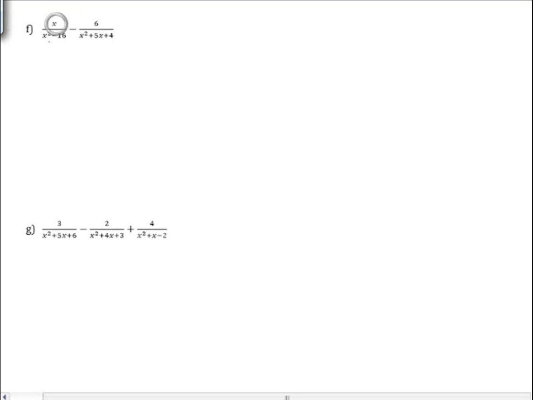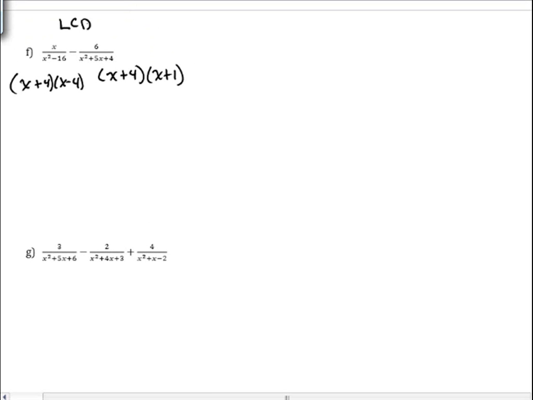In our next example, x over x squared minus 16 minus 6 over x squared plus 5x plus 4. This time we need to factor both of these denominators. The first denominator factors as x plus 4 times x minus 4. And the second denominator factors as x plus 4 times x plus 1. So the LCD that we need, write down the first denominator, x plus 4 times x minus 4. And then add to that anything from the second denominator that's not already listed, and that's the x plus 1.